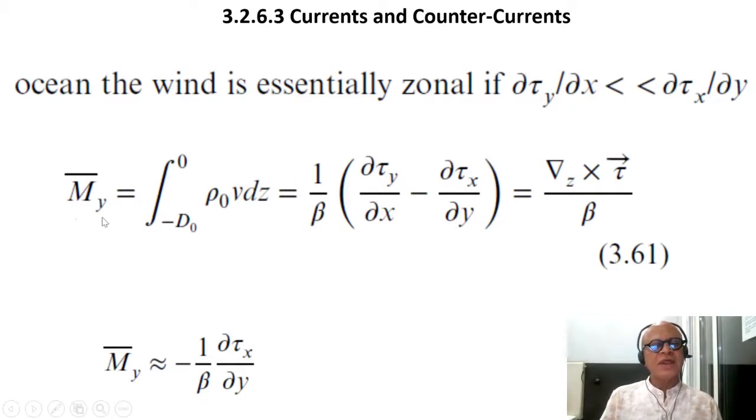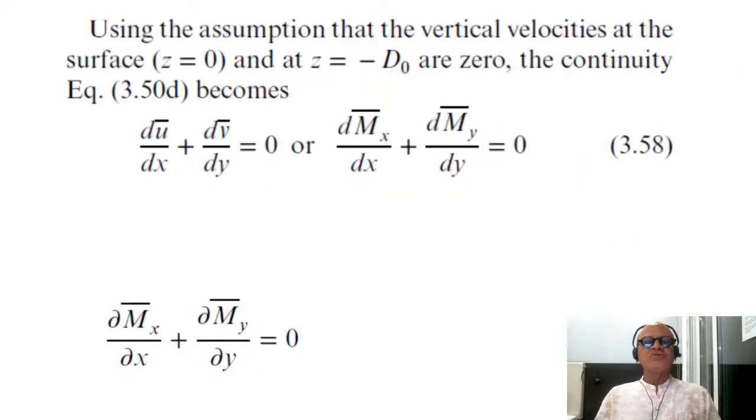That allows us to write the Sverdrup balance going from minus d to 0 of rho 0 v dz, which was 1 over beta times (del tau y del x minus del tau x del y). This is why we are worrying about the zonal gradient and the meridional gradients. This is the curl of tau over beta. So here we can simplify this to meridional transport as approximately minus 1 over beta del tau x del y. For simplicity, we're going to use this to derive the currents and the countercurrent.